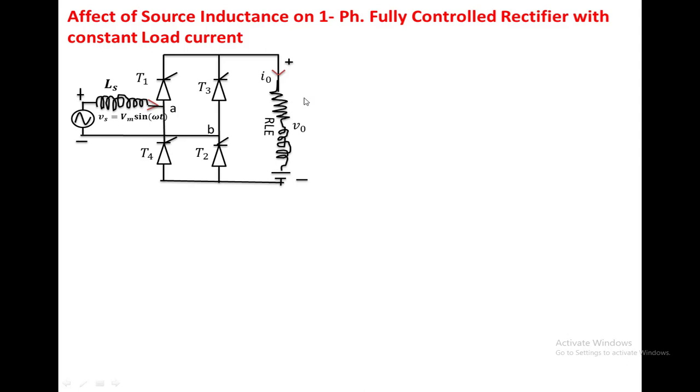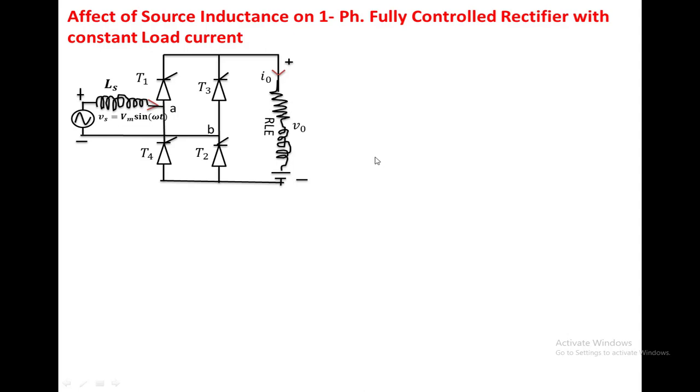In this class, we are going to discuss the effect of source inductance on a fully controlled rectifier with constant load current. The source has some amount of inductance that we are showing here. It is a fully controlled converter with an RLE load. In this case, we have taken the constant load current.